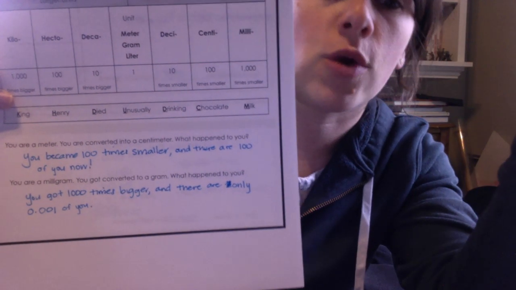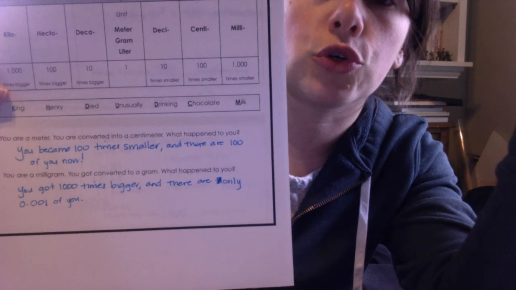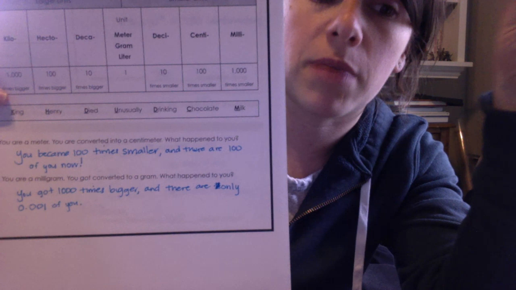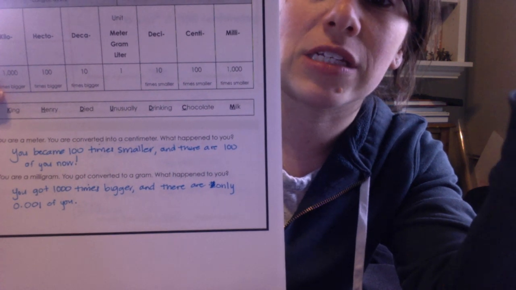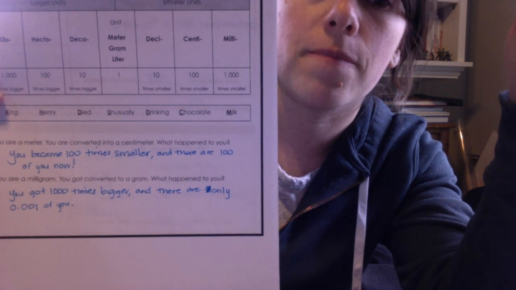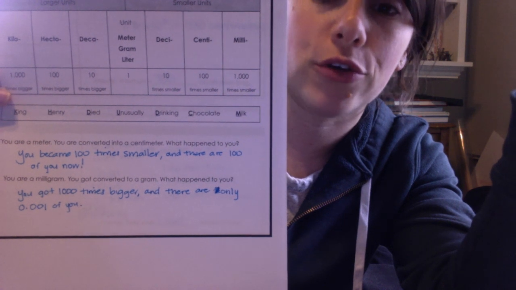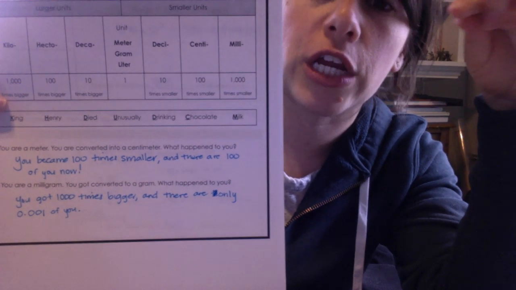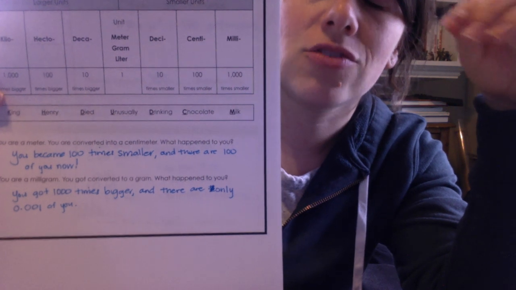In the other way, if you were a milligram and you got converted to a gram, that means you're starting as something really, really small and becoming something bigger. So that would mean you would get 1,000 times bigger and that there would only be 0.001 of you instead of 1,000. So when you convert, you're changing where the decimal point is to convert it into a different unit.